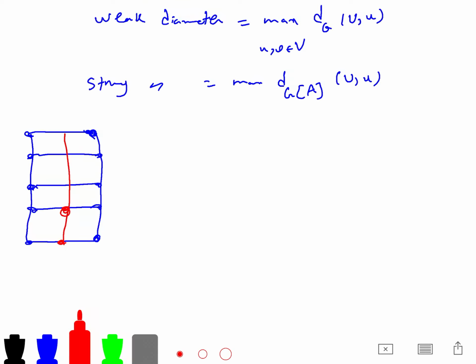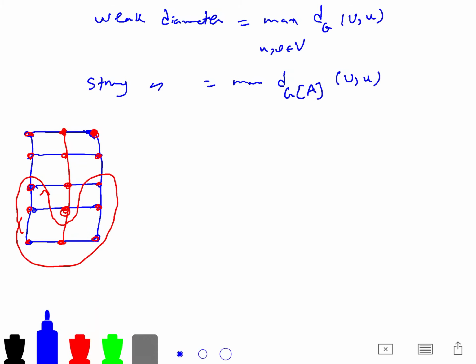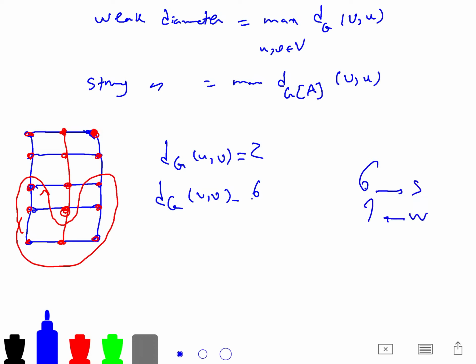Because I don't have creativity, I just use the example of Arnold. His examples are also very easy and interesting. So let's see this one. As you see, the distance between u and v is just 2, and the distance between u and v in the induced subgraph is 6. So the strong diameter of A is 6, but the weak diameter is just 4.